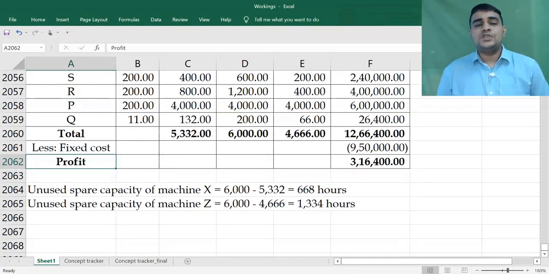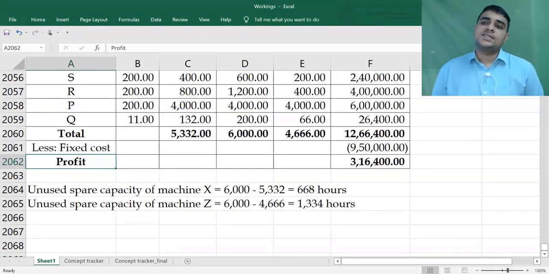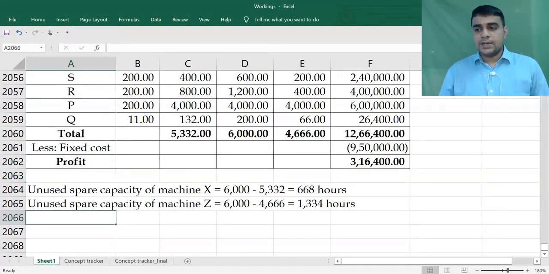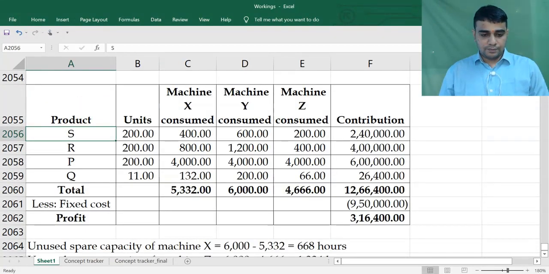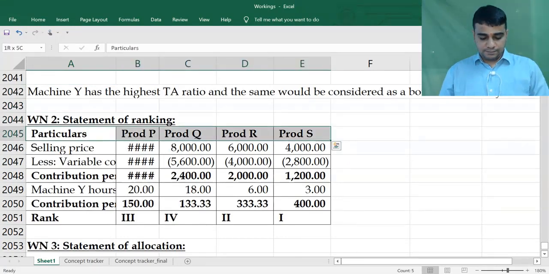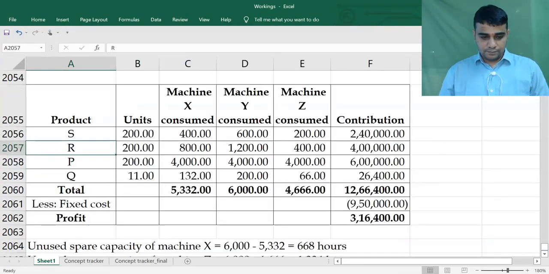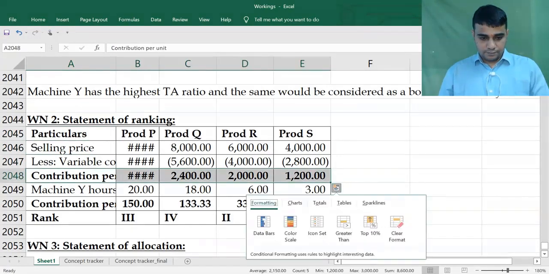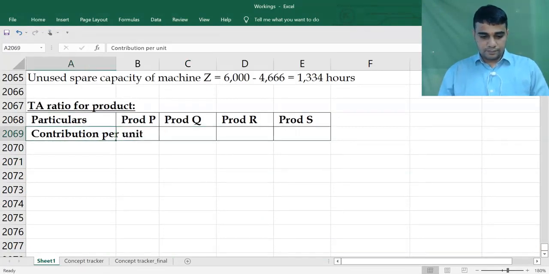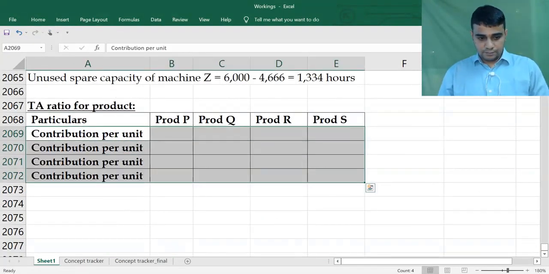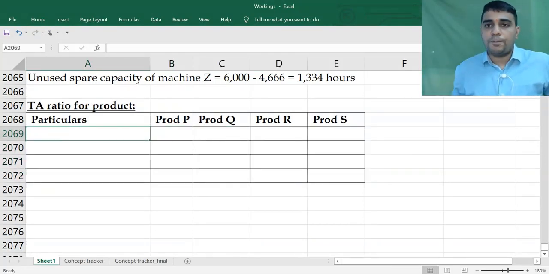Okay, assume this question goes ahead and asks something called the TA ratio for the product. That's not asked in the question, but I'm going to do the TA ratio for the product now. Compute TA ratio for product.